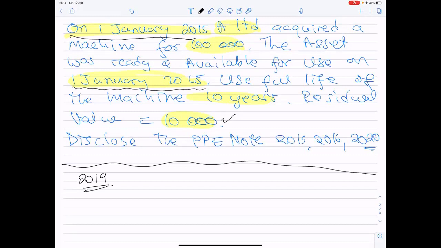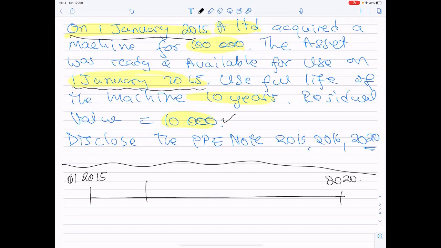So what we do now is we can draw our timeline. Our asset was bought on 1 January 2015. Are we together? We are in the year 2020. So the asset was there until 31 December 2015, then we have 2016, 2017, 2018, 2019. So the asset has been there for 4 years. So we have to calculate the accumulated depreciation until the end of the year, 31 December 2019. Why? Because we know that the opening balance for the year 2020 is the closing balance for the year 2019.